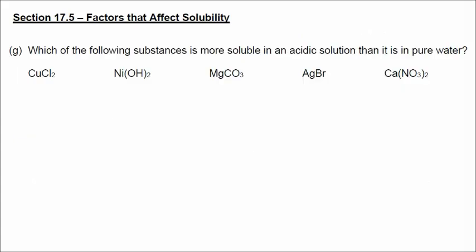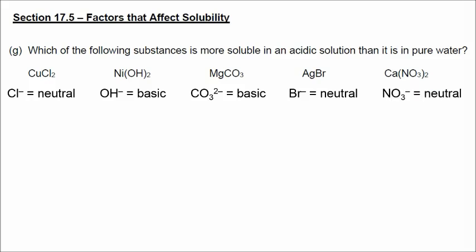We've got 5 substances here. Focusing on the anions: chloride, hydroxide, carbonate, bromide, and nitrate. How many of these ions, these negative ions, are bases? Well, chloride is neutral because it came from a strong acid. Hydroxide is definitely a base. Carbonate is a base because it came from a weak acid. But bromide and nitrate are neutral because they came from strong acids. So the only salts of this set that would be affected by having an acidic solution make them even more soluble would be the nickel hydroxide and the magnesium carbonate.